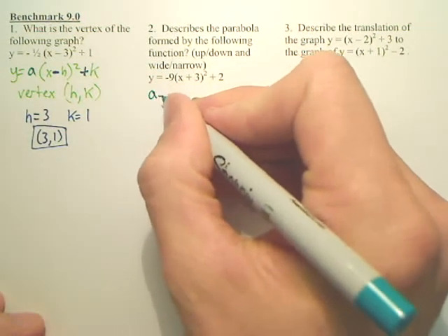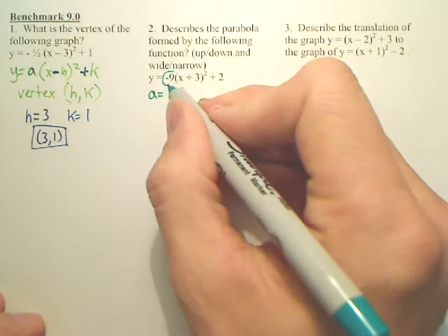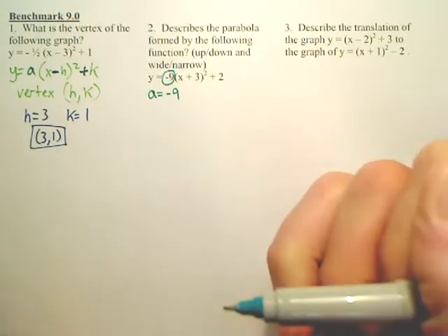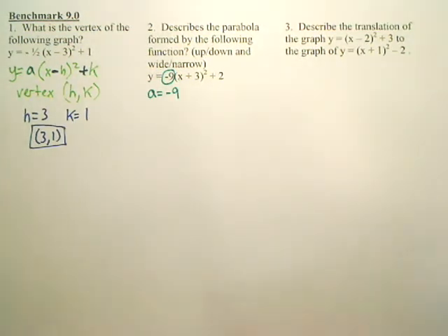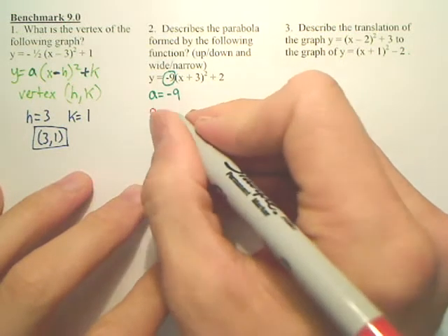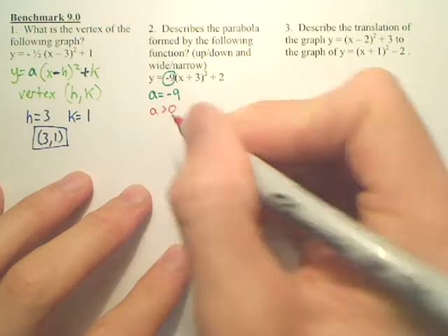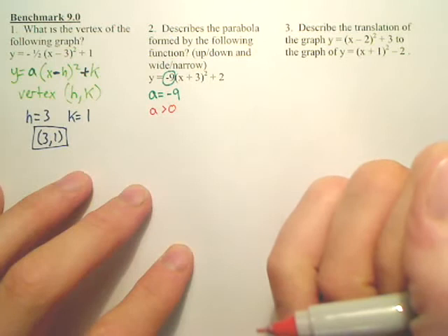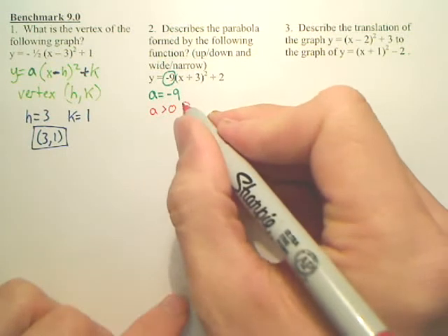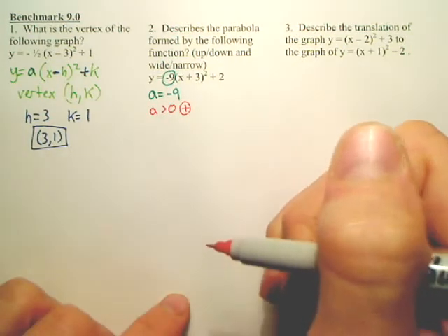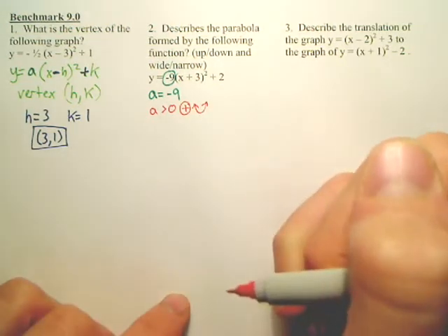So in this situation, what's a? A is the number right there, so that is -9. So what does that mean? Well, let's make a little legend so that we can reference it later. If a is greater than 0, in other words positive, what does a positive a value mean? It is happy, which means it's up. It looks like a U.